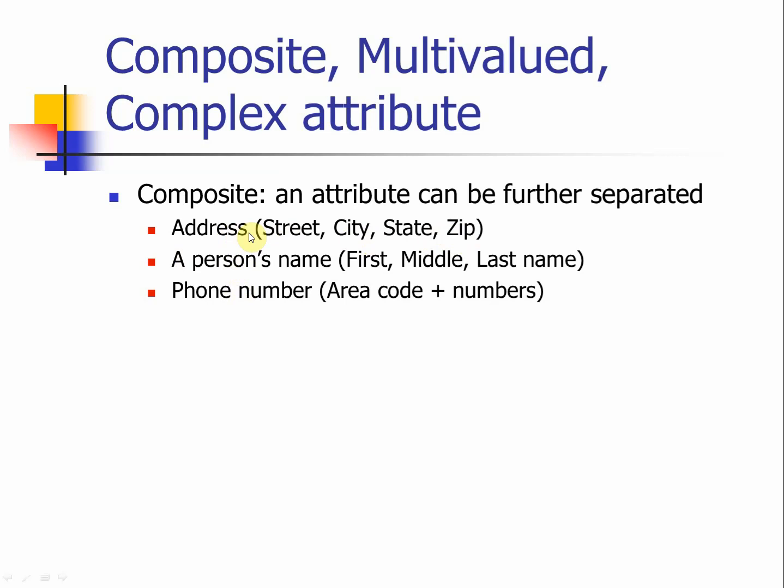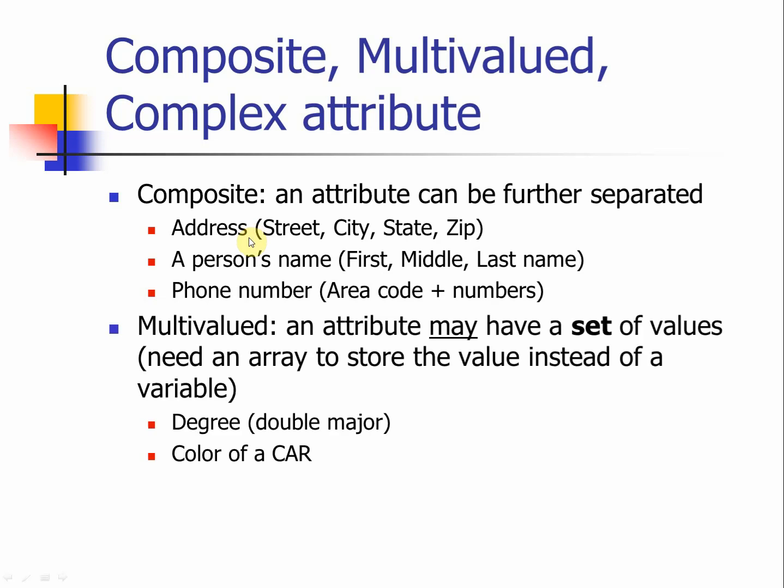To represent this in the ER diagram, we create an oval, and all separable attributes are put on top of the oval, connected by another line. A multi-value attribute is an attribute that may have a set of values. So sometimes these kinds of attributes can have more than one value to be stored in one attribute.